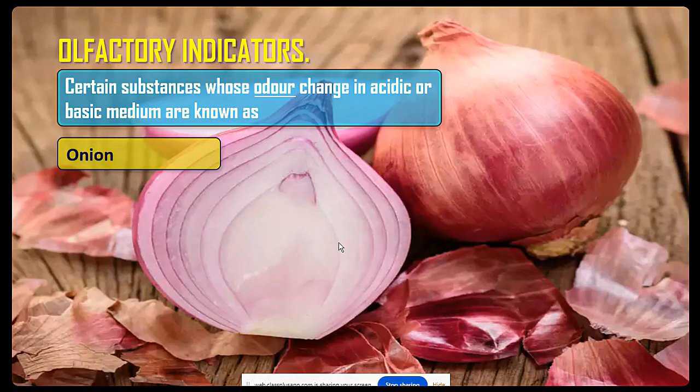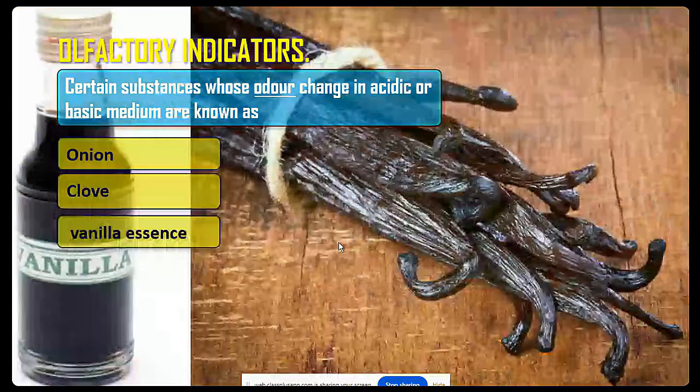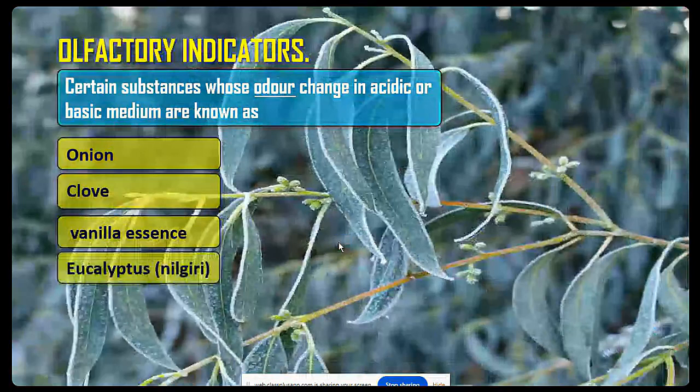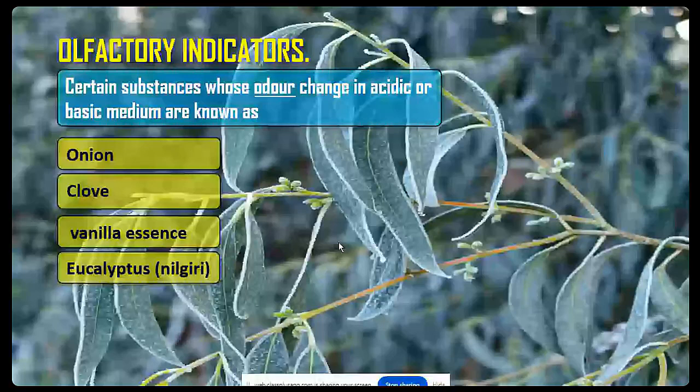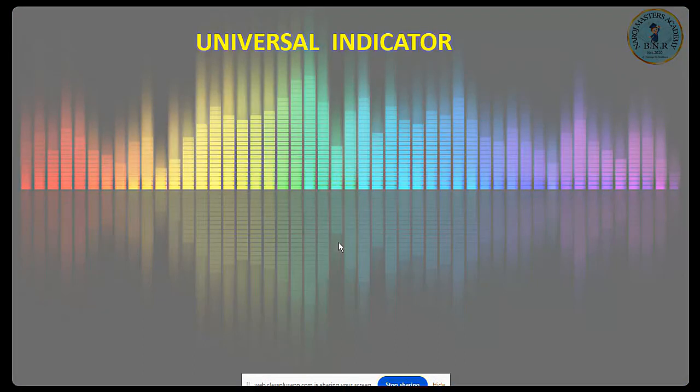Examples: onion slice, clove, vanilla essence, eucalyptus. Eucalyptus means the Nilgiri plants, which we use to prepare oil. Eucalyptus, so the pronunciation is a little different. In acids, the odor remains as it is, but in bases, the odor goes off. Now, the third type of indicator. We have discussed natural indicators, synthetic indicators, and olfactory indicators. And the final type of indicator is the universal indicator.